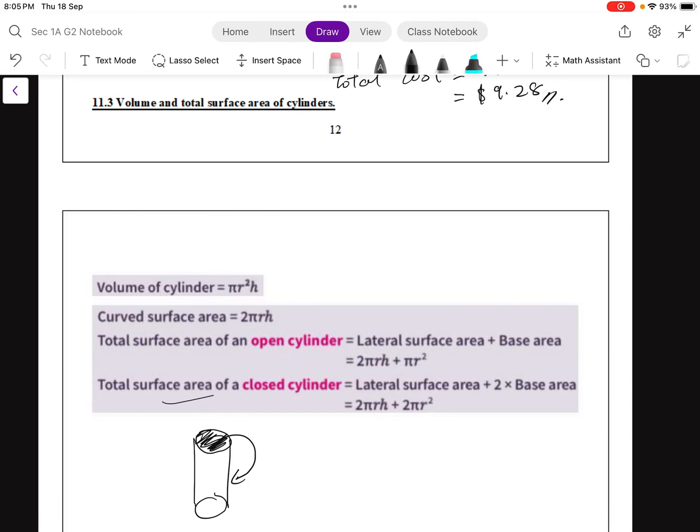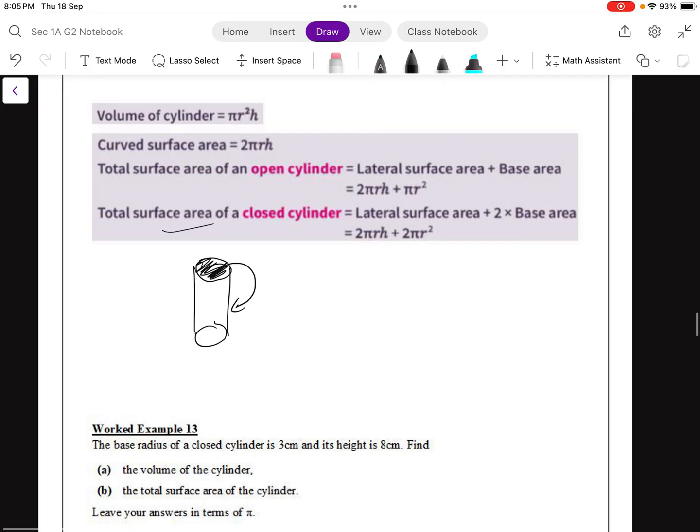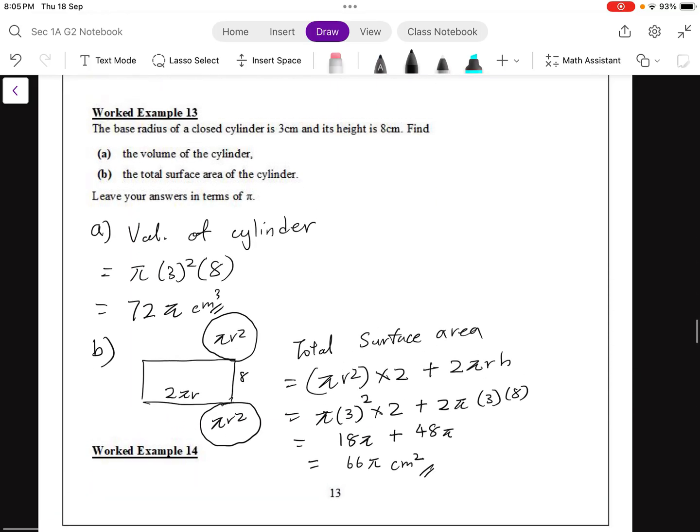Okay, class. So this is to cover volume and total surface area of cylinders. I know Mr. Lee has covered it, but this is for those who still need to revise.